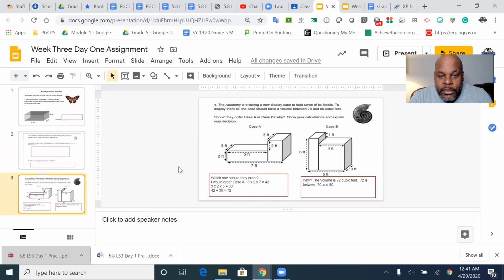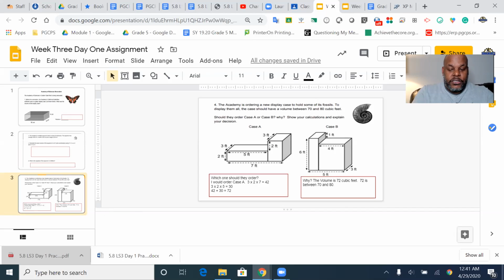All right, it says the Academy is ordering a new display case to hold some of its fossils. To display them all, the case should have a volume between 70 and 80 cubic feet. Should they order case A or case B? Why? Show your calculations and explain your decisions. So in this case, we need to look at Prism 1 and Prism 2. So let's look at case A.